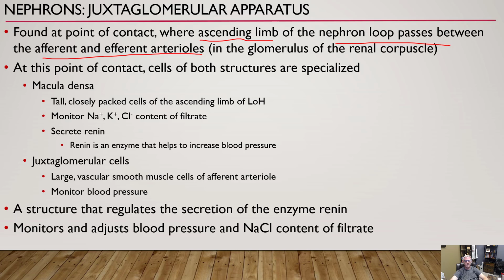So basically this juxtaglomerular apparatus deals with blood pressure. The macula densa is going to secrete renin, and the juxtaglomerular cells are going to look at blood pressure.